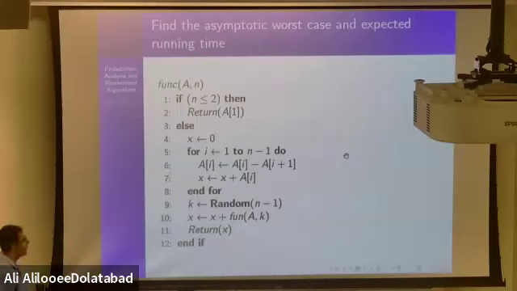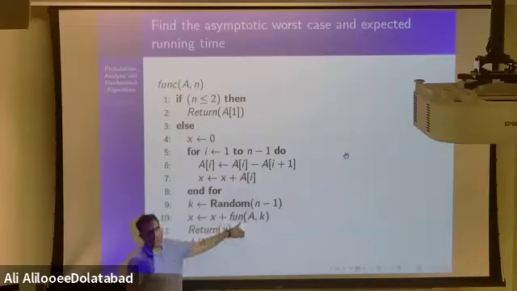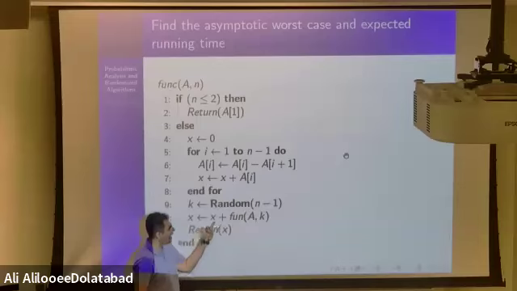Let's see what we have here. If n is less than 2, then we return a1. You have a for loop, as you can see, and the number of iterations here is n minus 1, asymptotically n. Here in line 9, k is chosen randomly out of n minus 1 numbers. In line 10, sorry, we have a typo here. This is a function, the same as the function. Then here x is updated by adding the same function on the smaller inputs, then we return x.